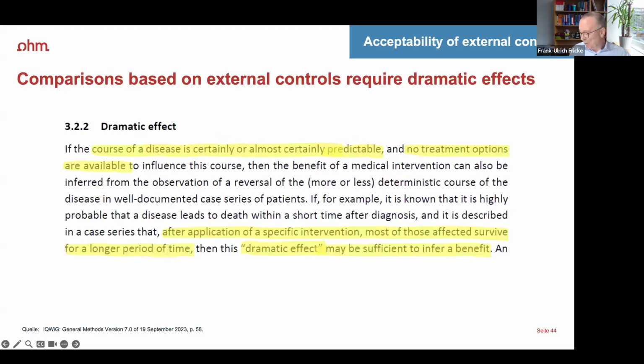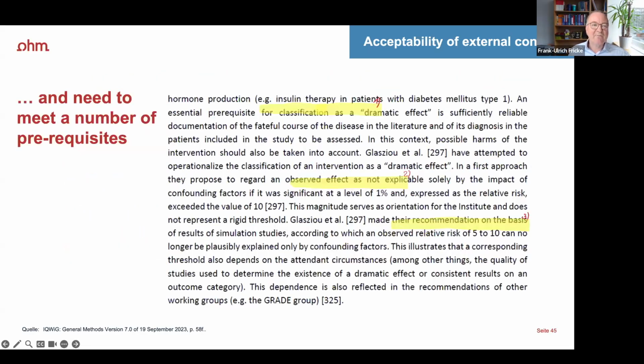Now, when it comes to accepting or using external controls, then you need huge effect sizes, and that is what we in the German setting call dramatic effects. And again, the prerequisites for a dramatic effect are described in the general methods as well. So deterministic course of the disease, missing treatment options, and then a dramatic effect might be sufficient to assign an additional benefit. Question is, what is a dramatic effect?